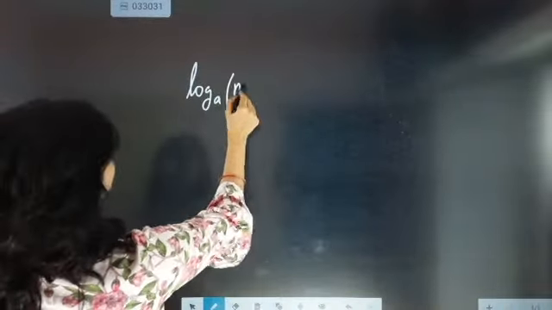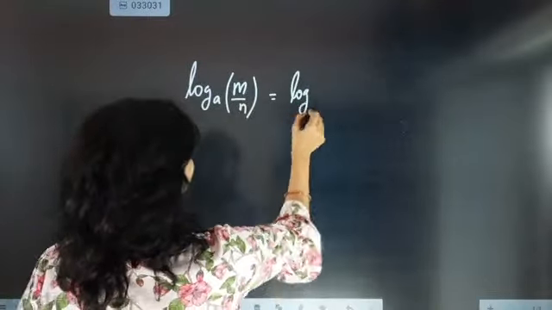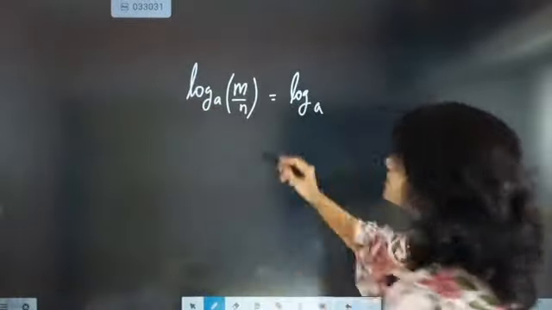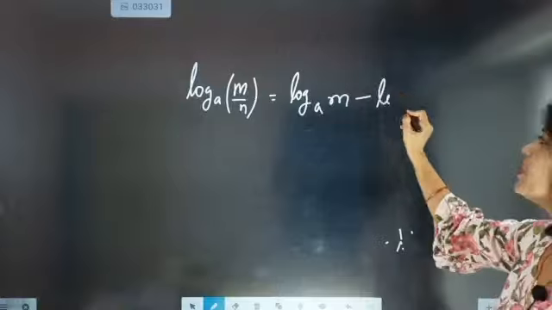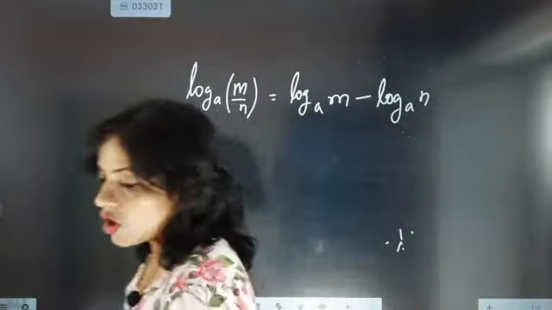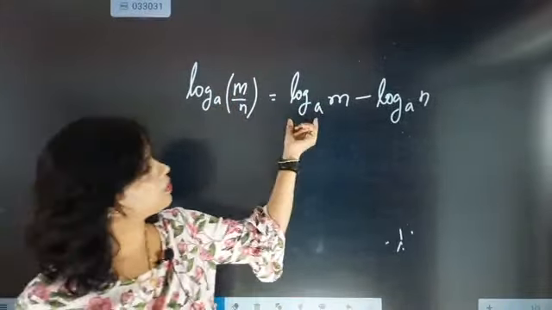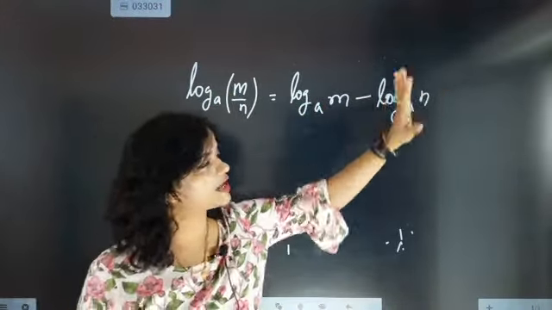Next property. Again, we are going to take positive integers, and with their help, if we want the expansion of log base a of m by n, then the base a stays as it is. It will become log base a of m, and then log base a of n. Easy one. So log of m by n will become log base a m minus log base a n.